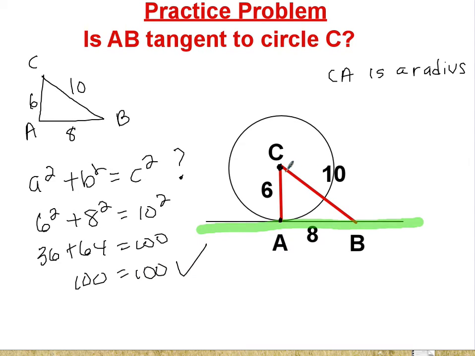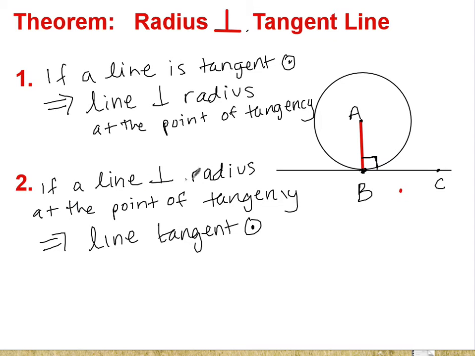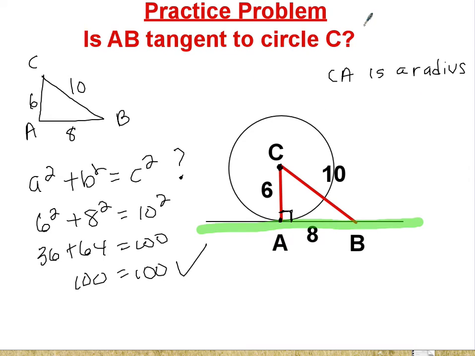Yes. Because CAB is a right triangle, this being the hypotenuse, that means that AB is tangent to circle C. Why? Let's go back. Because if a line is perpendicular to the radius, then it is tangent to the circle. So yes.